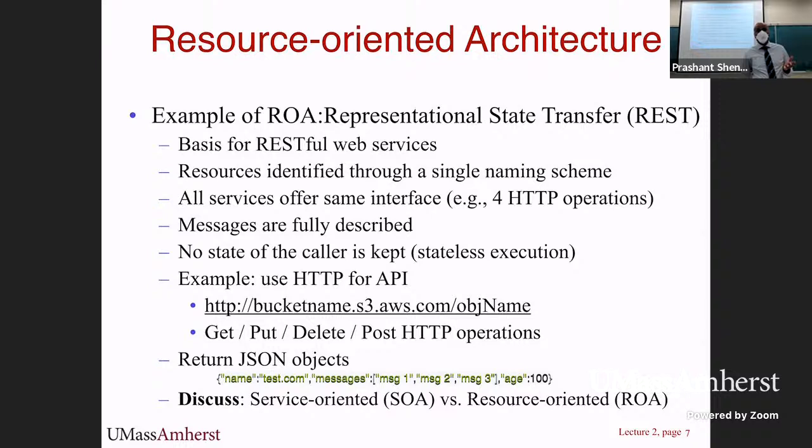Now, the other thing that RESTful web services do is assume stateless execution, which means that once you perform an operation, there's no state kept saying this operation was performed. If you have to make another operation, you have to provide all of that information again. So you're essentially using HTTP as a way to write your distributed application. There are many services that use this kind of architecture. The interface is over HTTP. It's not some low-level communication interface. You're essentially using standard web protocols for writing your distributed application.